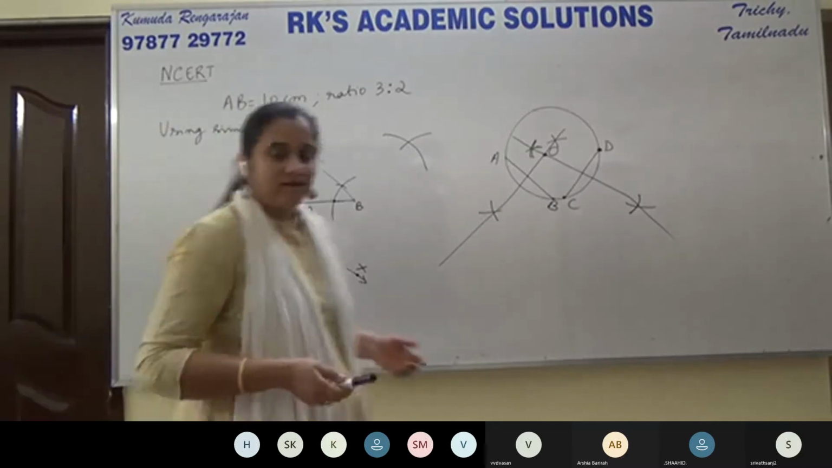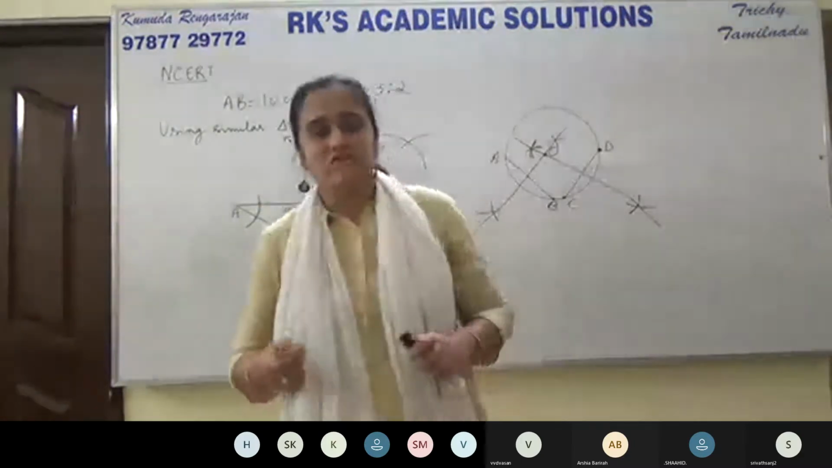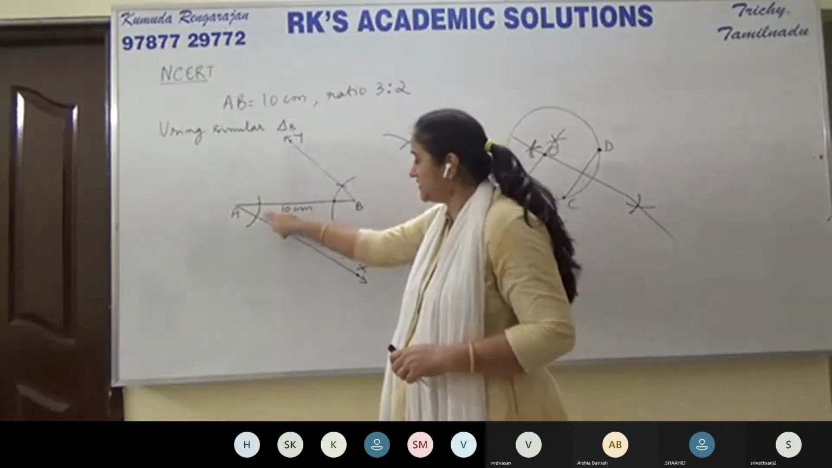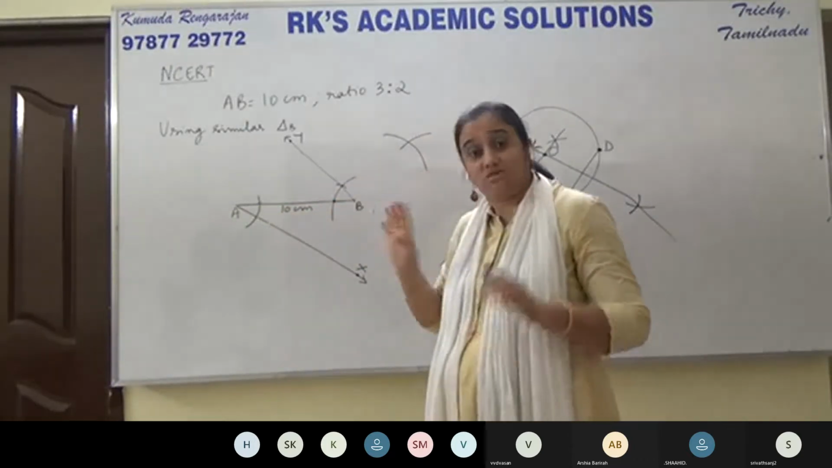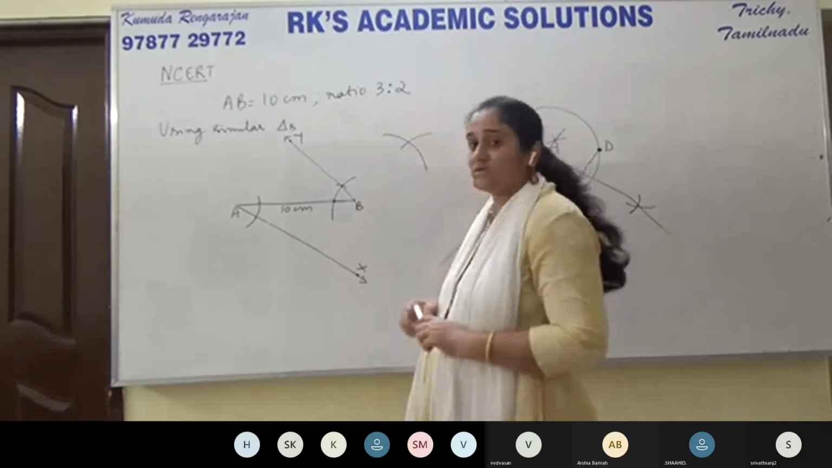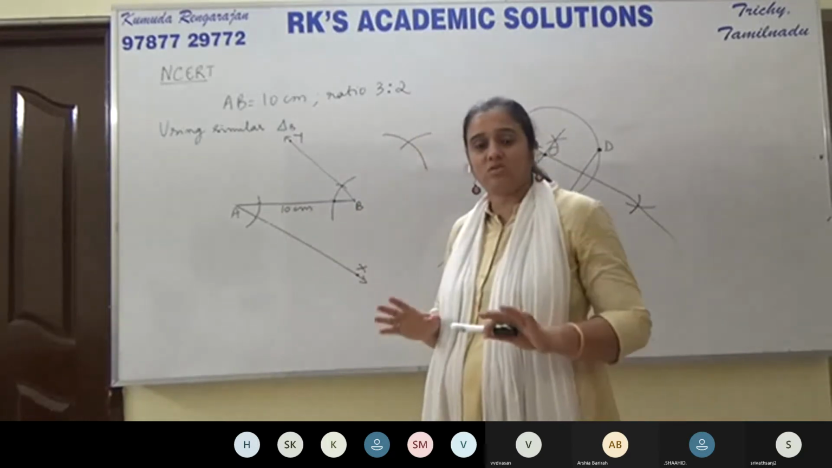Okay. So now I said if you use a protractor and check, the measure of these 2 angles will be the same. If this is 38 degrees, this also will be 38 degrees. It should be. Okay. Now see the ratio. 3:2 is the ratio.